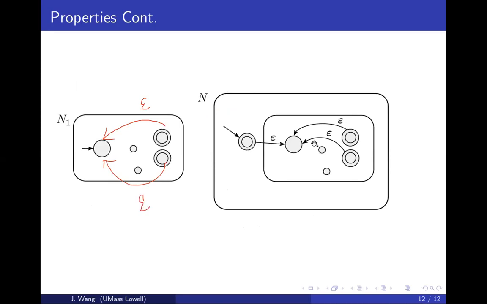That's straightforward. So now we know that regular languages are closed under the union operation, under the concatenation operation, and under the star closure operation. So that is the end of this video.